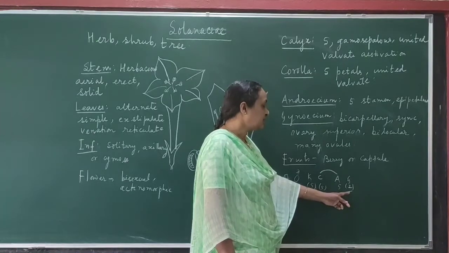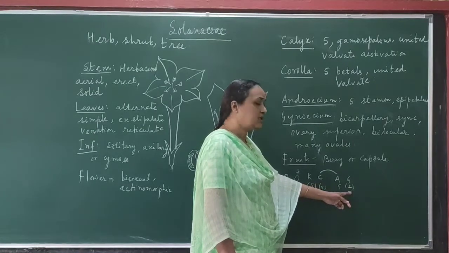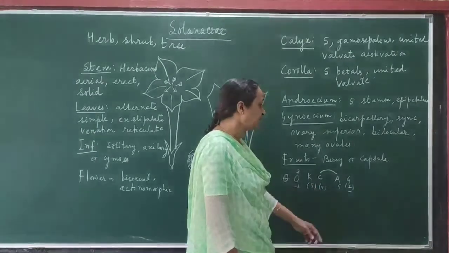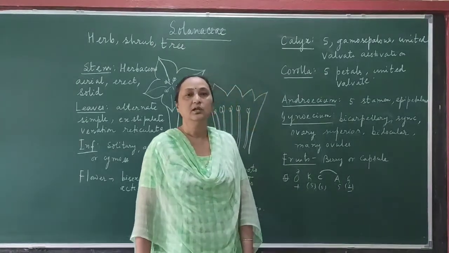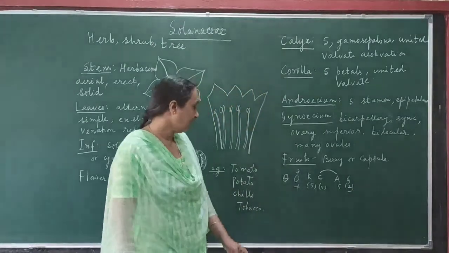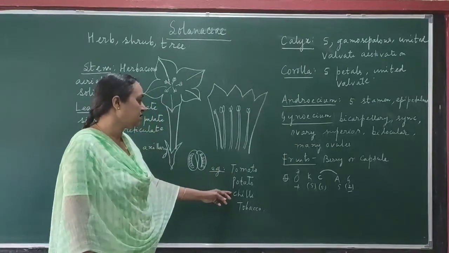Ovary superior means there is one line below the gynoecium. So, in short, it can explain the characters of the family Solanaceae. And the examples are tomato, potato, chili and brinjal.